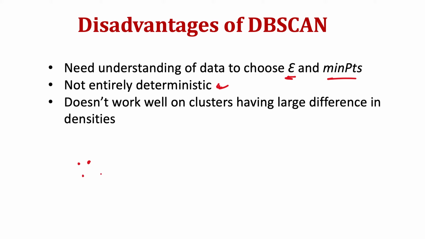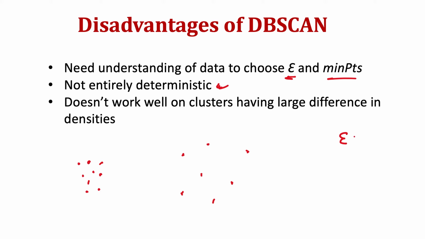So if a data set has, let's say, two clusters, we can clearly see that. But in the first case, it's very dense and these points are very close to each other. And in the second cluster, these are a bit apart. So it's difficult to pick one epsilon which will work for both of these.